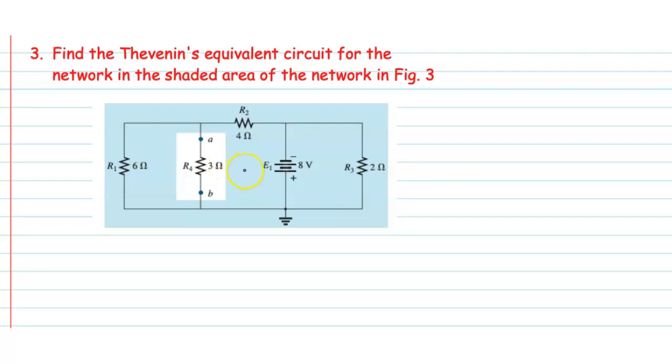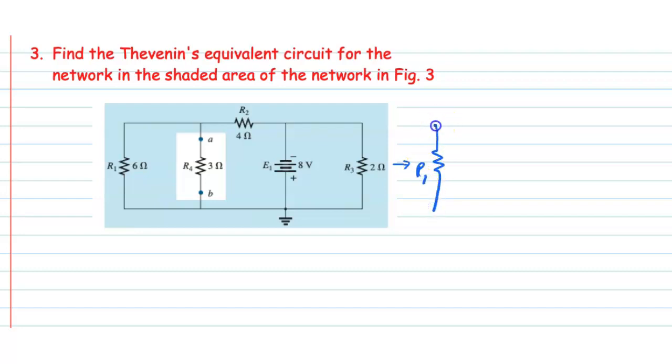So this circuit is different from the previous two questions. Let's find out the Thevenin equivalent circuit of this. So first you have to remove this load resistance from this circuit and then redraw this circuit.